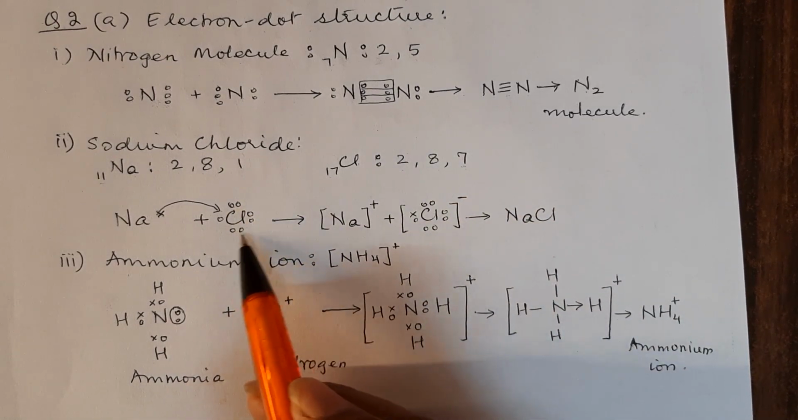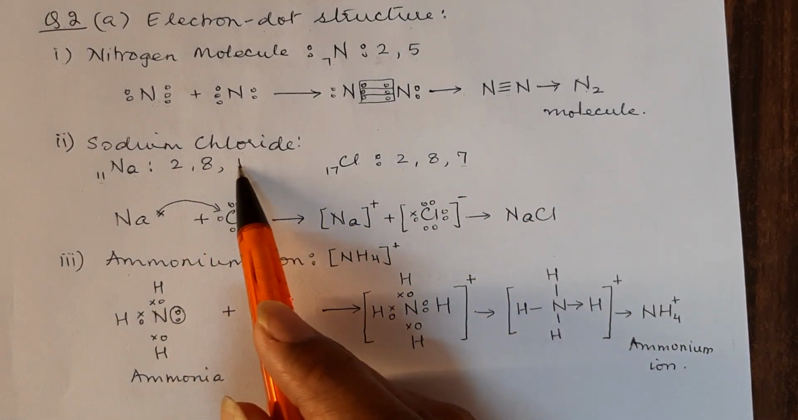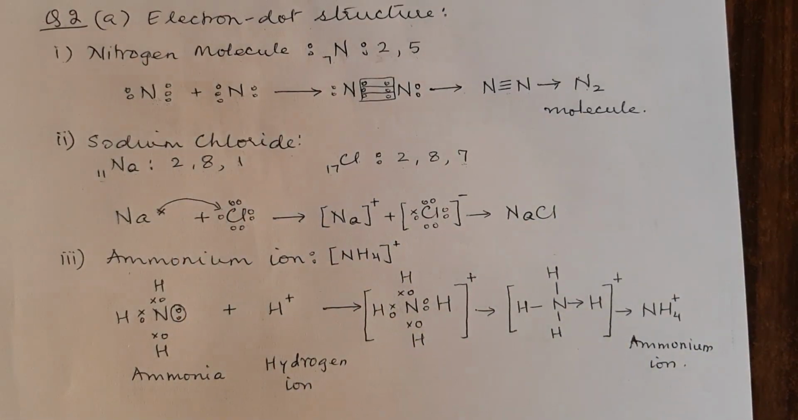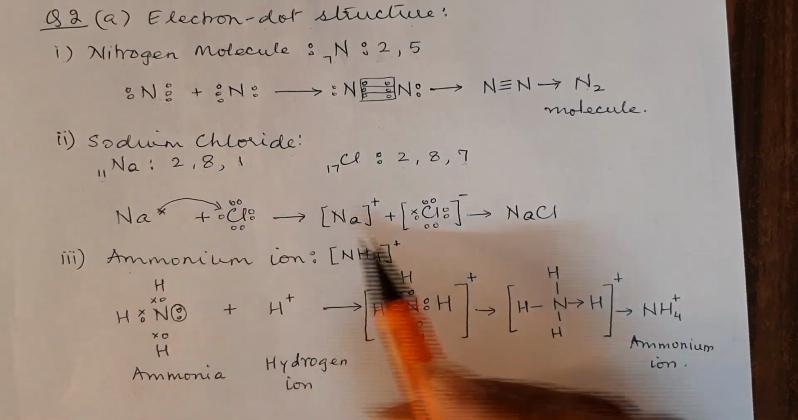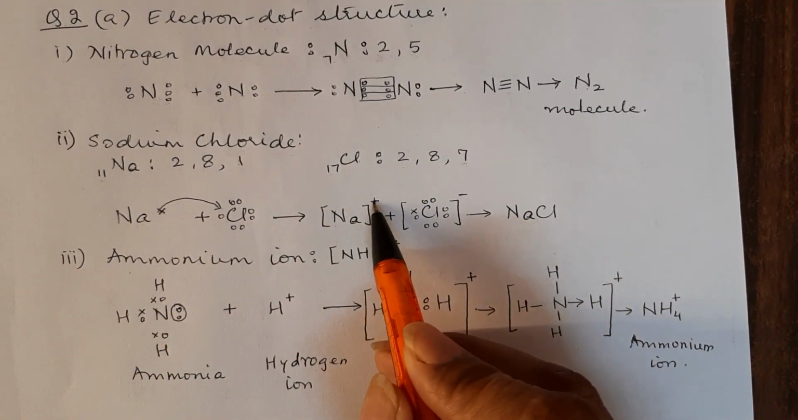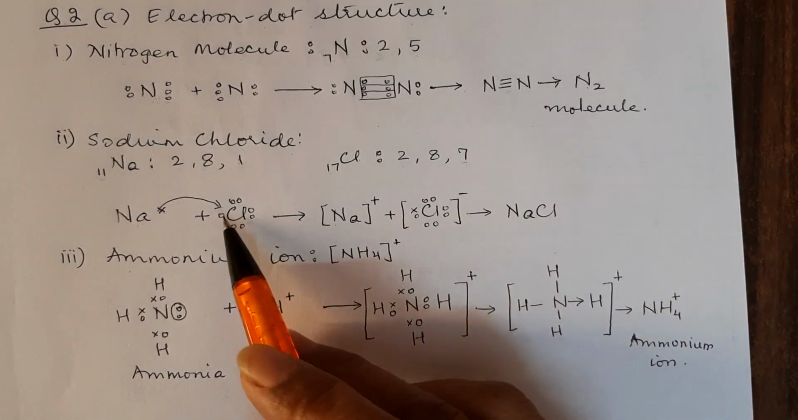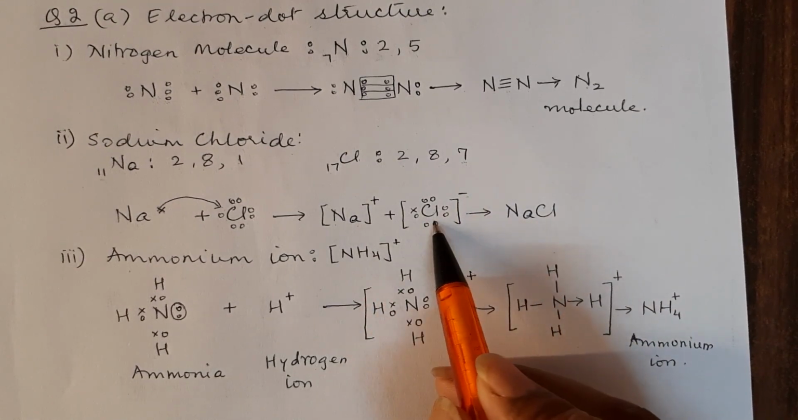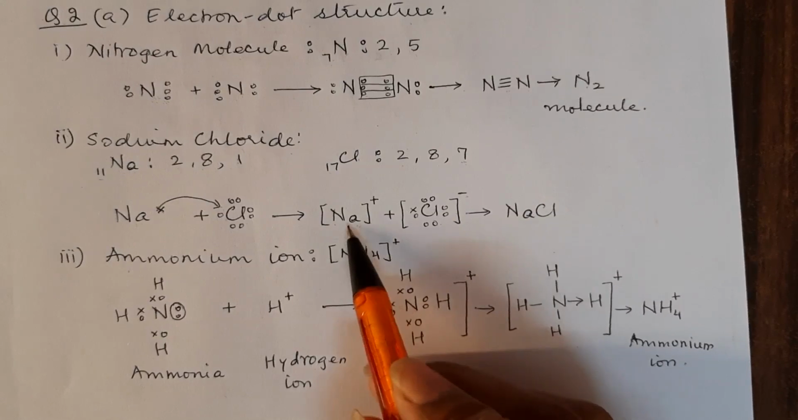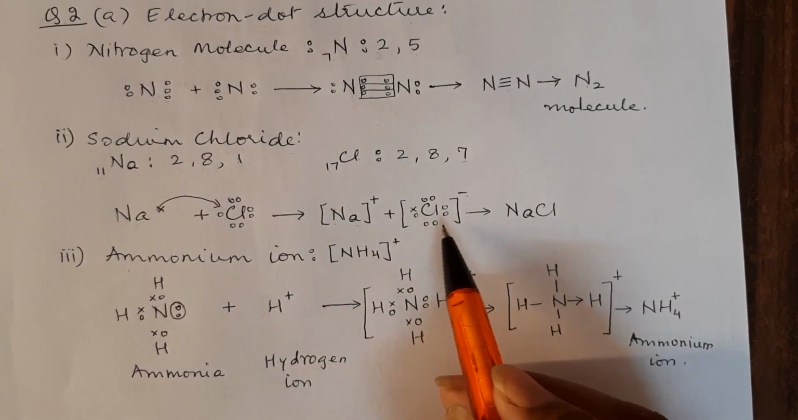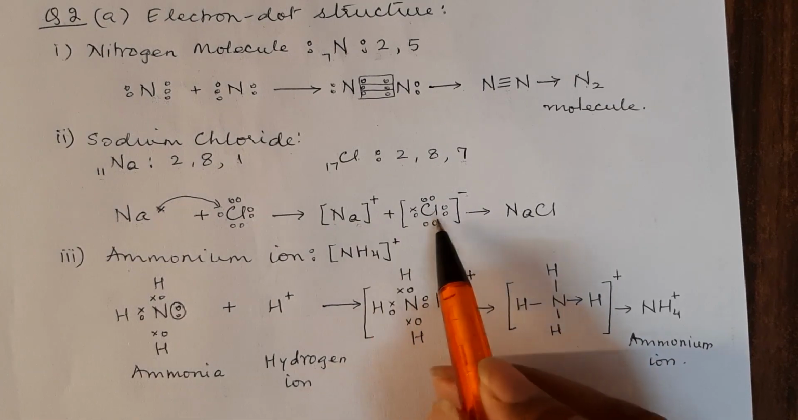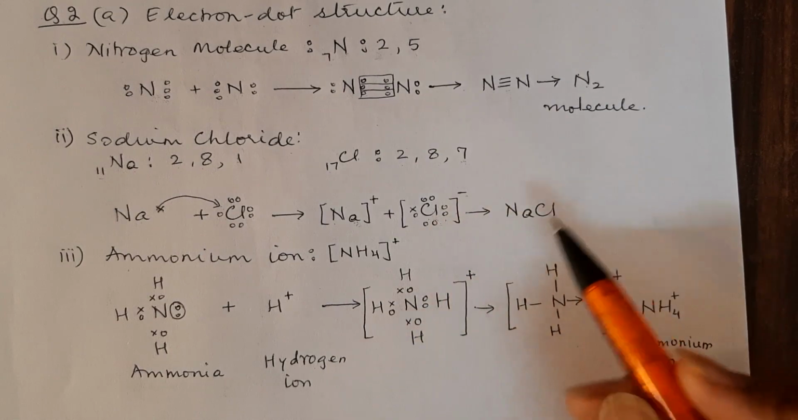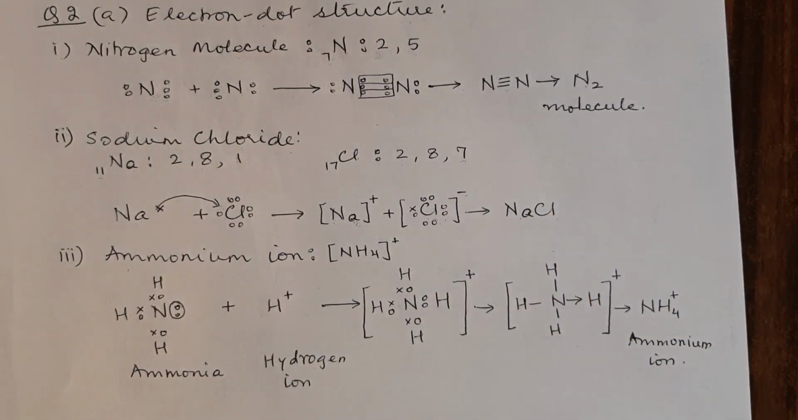So chlorine completes its octet, and sodium also, because it has lost its 1 electron, has completed its octet. And so as a result, sodium will have 1 electron less. It will acquire 1 positive charge. Chlorine has accepted 1 electron, so it will have 1 negative charge, and both will now have the charge, sodium with the positive charge and chlorine with its negative charge. They will now be held together by the electrostatic force of attraction, forming NaCl, which is the compound.